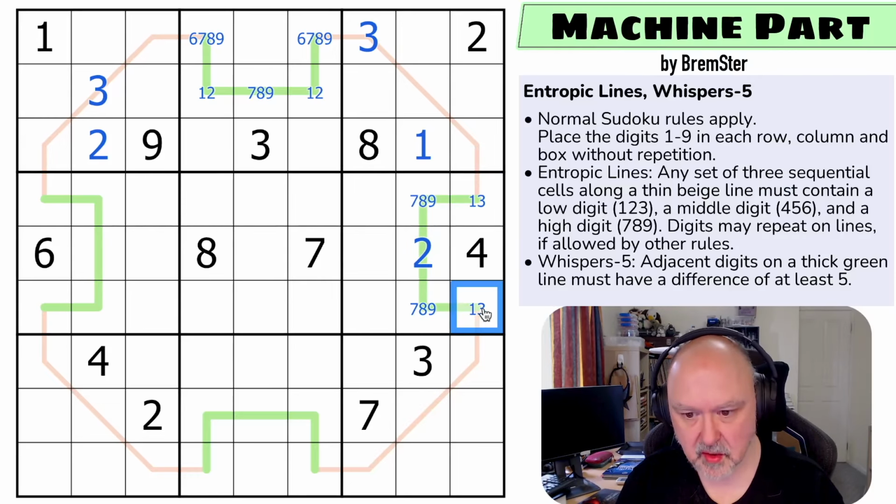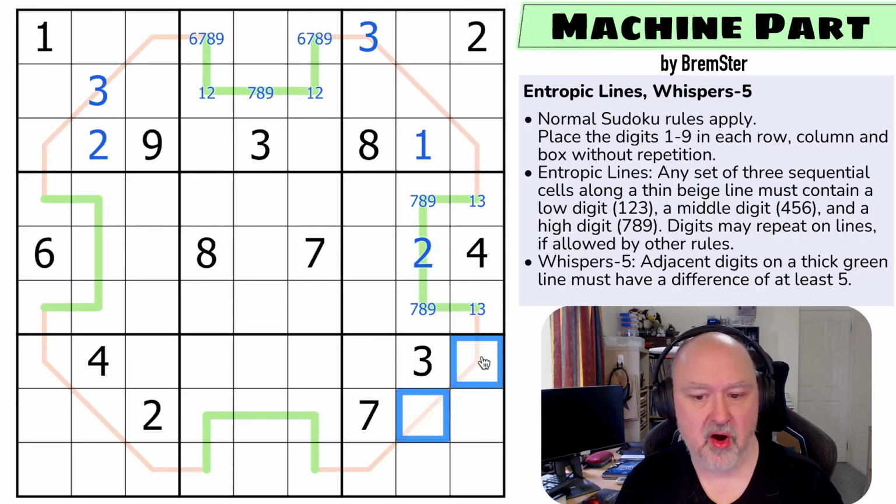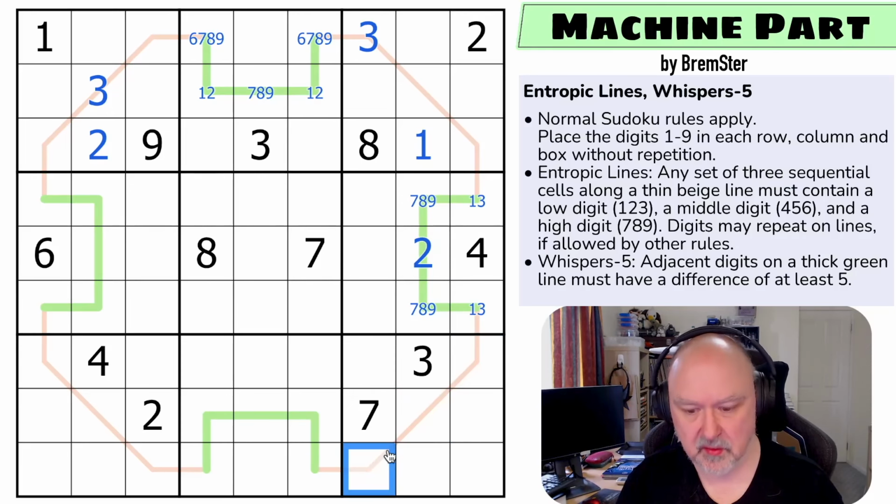Okay, this is a low digit, 1 or 3. So as we skip the middle and the high, whatever order they are, this has to be a low digit and be a 1, 2, 3, and it can't be a 3. So this is a 1 or a 2, which that one could possibly still be a middle digit.